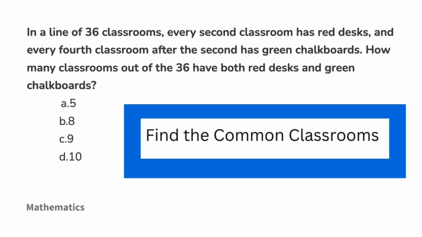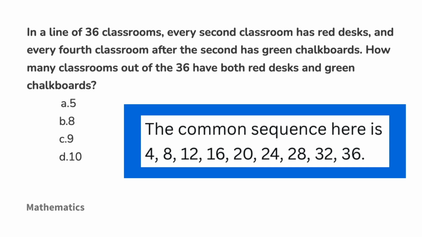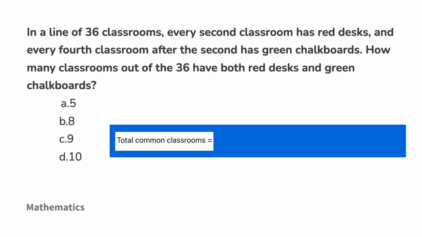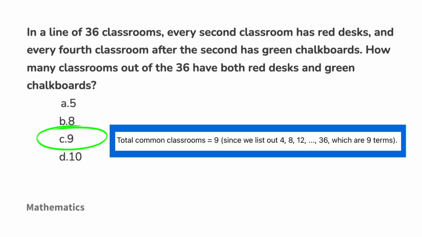Common classrooms will have numbers that are multiples of both 2 and 4. Therefore, the common sequence here is going to be 4, 8, 12, 16, 20, 24, 28, 32, and 36. Knowing this, we'll count all of the terms that are alike, meaning they have both the red desks and green chalkboards. These classrooms are those at every fourth position starting from 4. So the total is 9, since we list out 4, 8, 12, all the way to 36, which are 9 terms. All right, excellent. 9 classrooms have both red desks and green chalkboards.